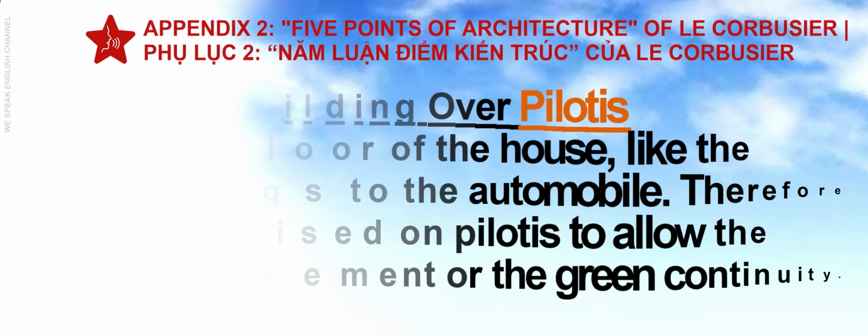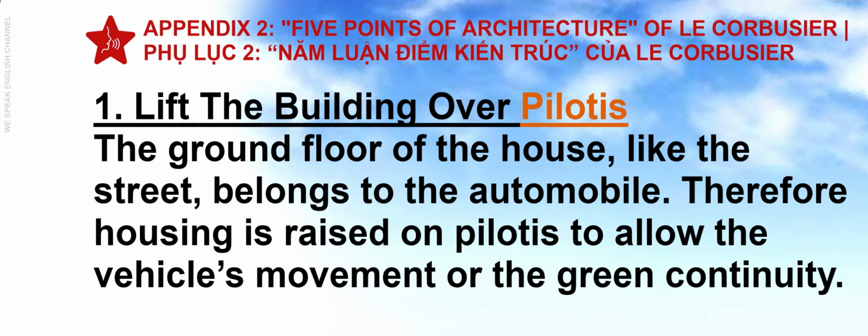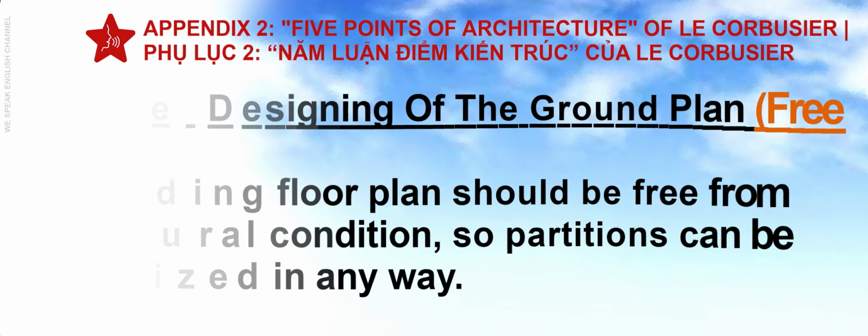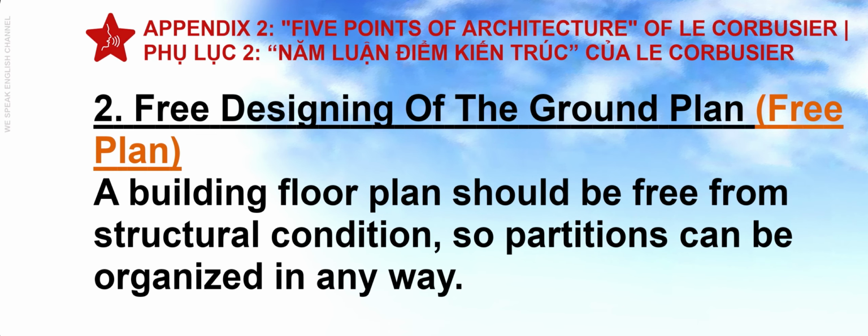Appendix 2, 5 Points of Architecture of Le Corbusier. 1. Lift the building over pilotis. The ground floor of the house, like the street, belongs to the automobile. Therefore, housing is raised on pilotis to allow the vehicle's movement or the green continuity. 2. Free designing of the ground plan. Free plan. A building floor plan should be free from structural condition, so partitions can be organized in any way.